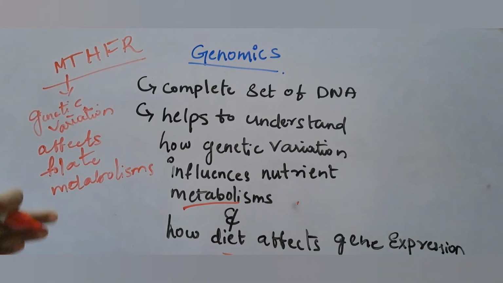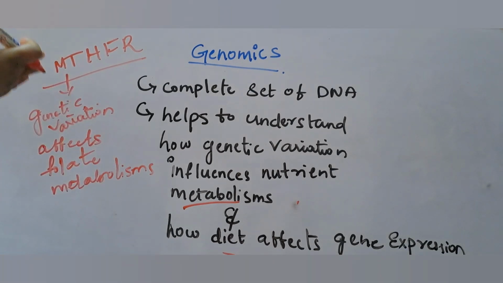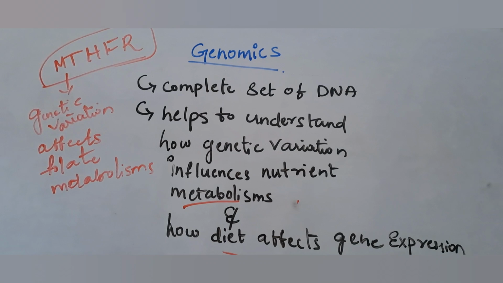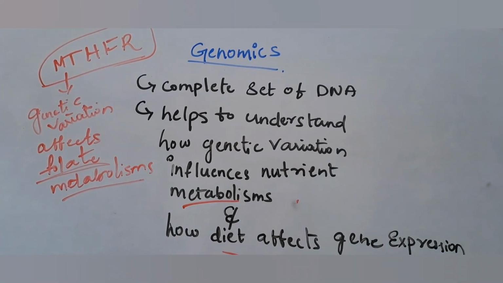That means every individual has their own way of metabolizing nutrients. That means how genetics affects how individuals metabolize nutrients, right? So that is the best example of this. If this genetic variation is there in our body, it is affecting our folate metabolism. So this is the example.